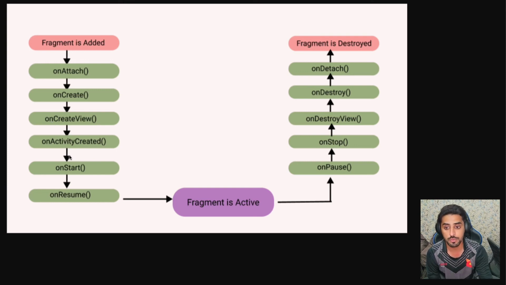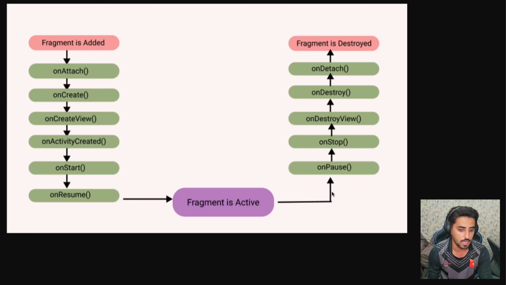And once the view is being created, sorry, this function name has been wrong. It should be on view created. So basically when the create view function is called, we get our on view created function, and after the on view created, we receive on start. It's just the same that now the view is visible, but it's not interactive. When on resume is called, it means that the focus has been achieved and now the fragment is active and the user can interact with that.